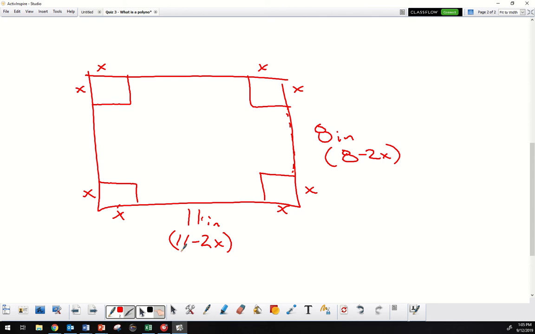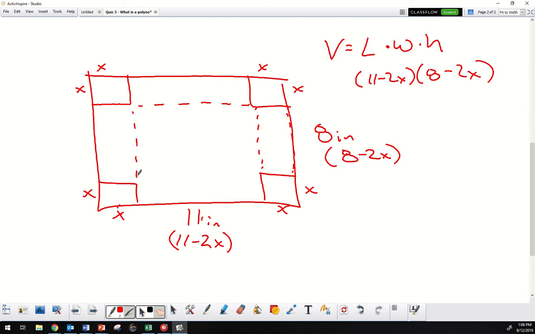And when I do the height of my cube, because my volume is equal to length times width times height, my length is going to be 11 minus 2x. My width is going to be 8 minus 2x. And I'm folding up those corners, and so the height is going to be whatever it is when I fold this up. It's going to be x, whatever my x value is there. There's my v of x.